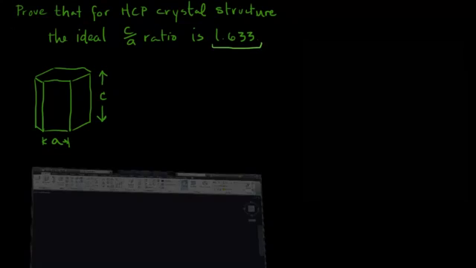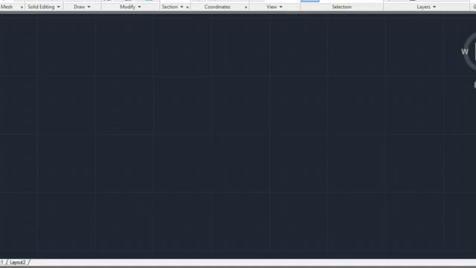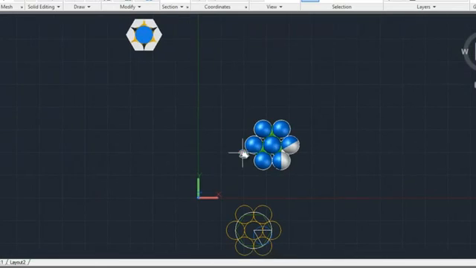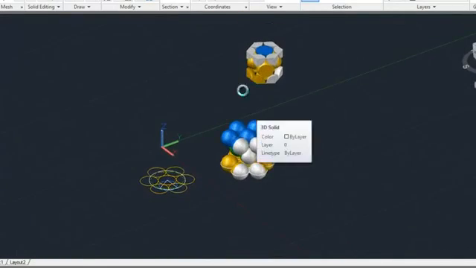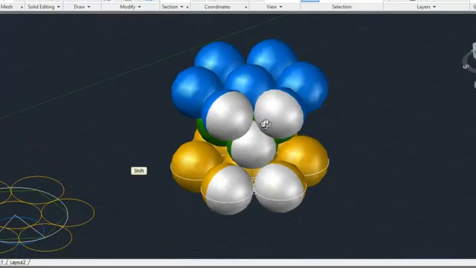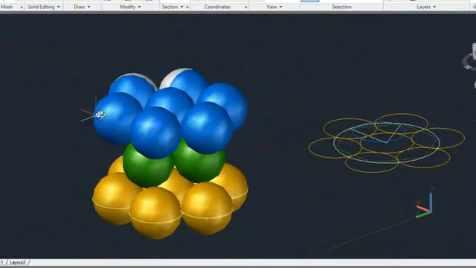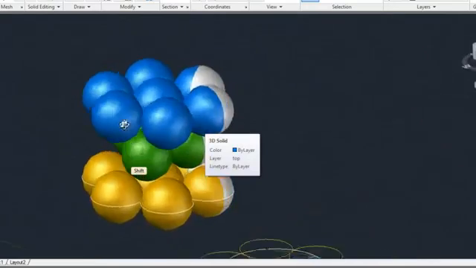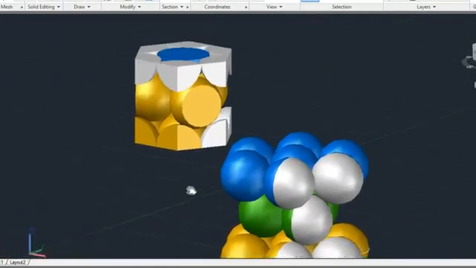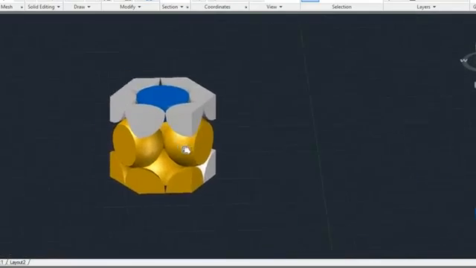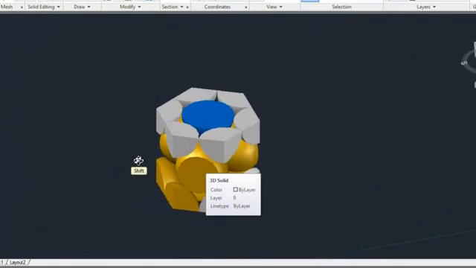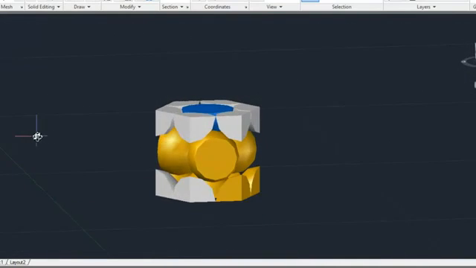So I made a little graphic here to demonstrate exactly what it is that we're looking at, because it can sometimes be confusing to look at these shapes. So this is the hexagonal close packed structure, and then this is a unit cell showing that exact same structure.